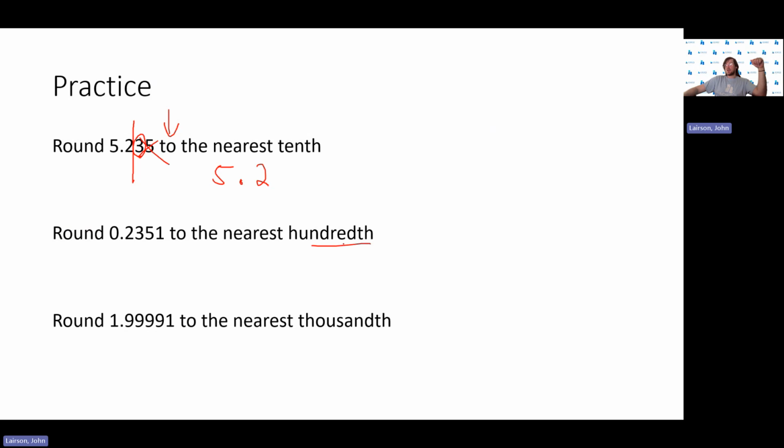0.2351 to the 100th. That 3 is in the 100th place, so let me draw my line there. I'm looking at 5. 5 is 5 and up, so I'm rounding up. When I round up, I add 1 to my 100th place where I'm rounding. 0.24. And I drop everything else.